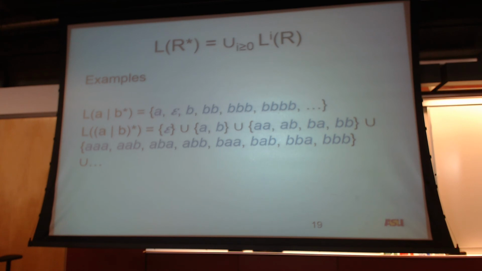Then do you want to go to the next step? That is the language of R star. The next step would be taking that and then putting A comma B after it.